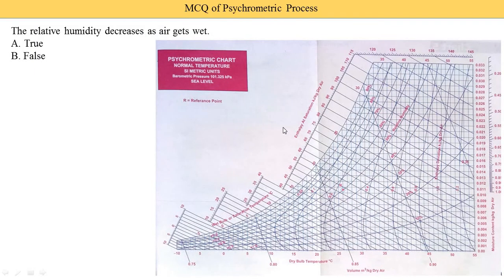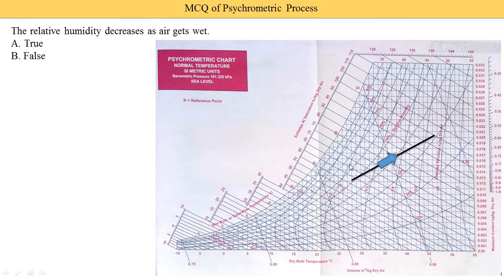As air gets wet, meaning specific humidity is increased and wet bulb temperature is increased, then relative humidity is decreased. This is the question, and the answer is in true or false. So how does the air get wet? We supply some specific humidity, some water vapor, some steam is supplied. Then the air gets wet. When the air gets wet, its wet bulb temperature is increased. So here we consider that it is the heating and humidification process.